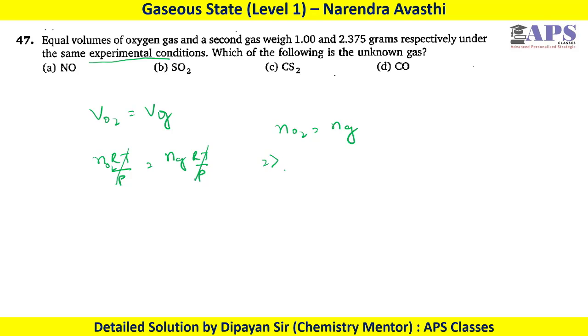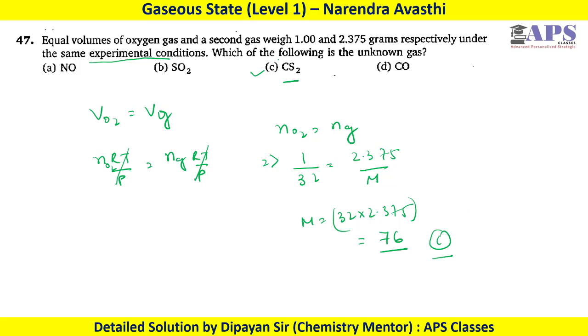The weight of the oxygen is given as 1, divided by 32, the molecular weight, and the given mass of the other gas is 2.375 divided by M. Here we get a molecular weight of 76. For 76 we have only one option, that is carbon disulfide. So option C will be the correct option.